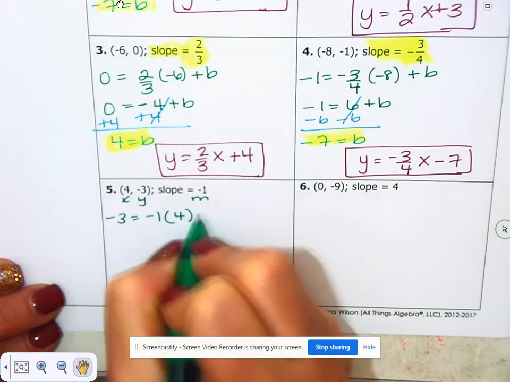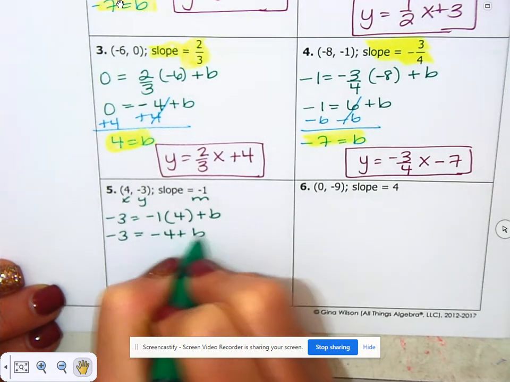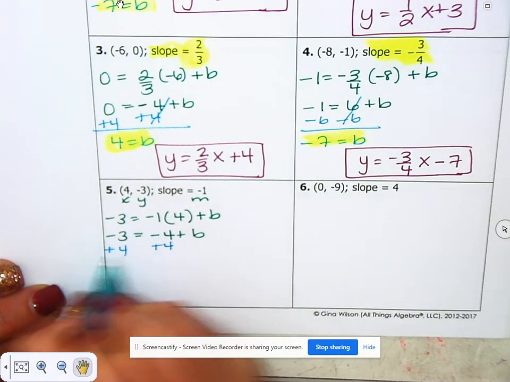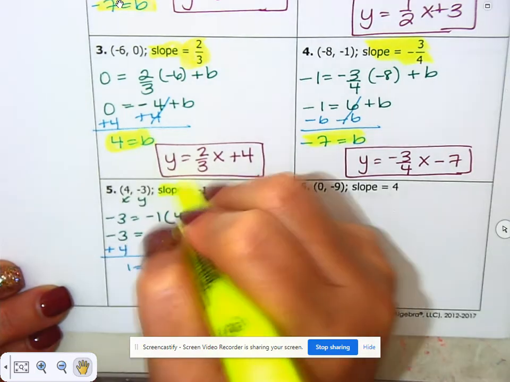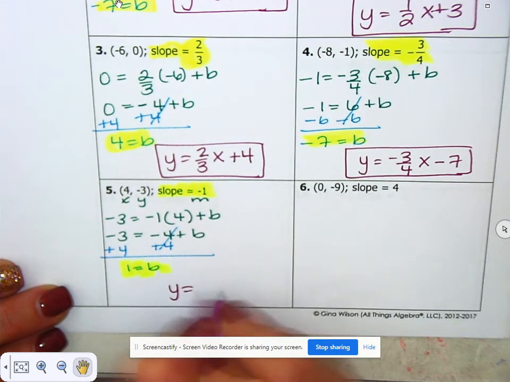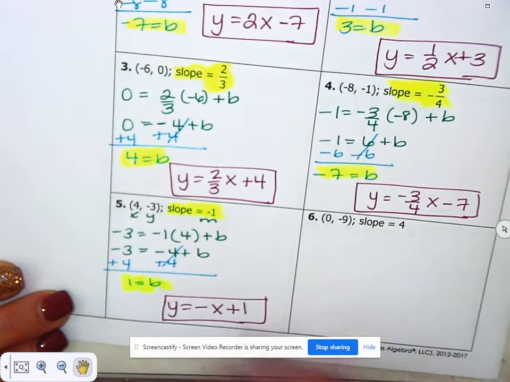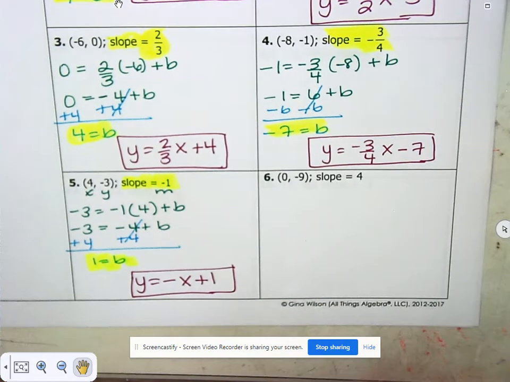Y is -3, m is -1, x is 4 plus b. So that gives me -3 equals -4 plus b. Add your 4. So 1 equals b. We've got our m. We've got our b. Let's get our equation. Okay, so again, I left the 1 off in front of the x. It's just -x because that's how you'll see it on your EOC.